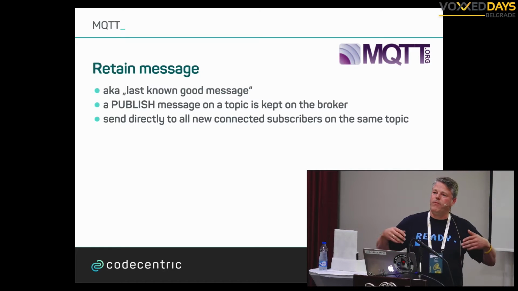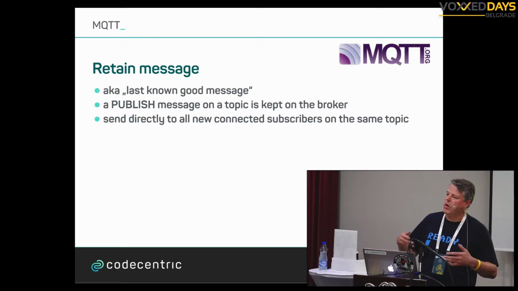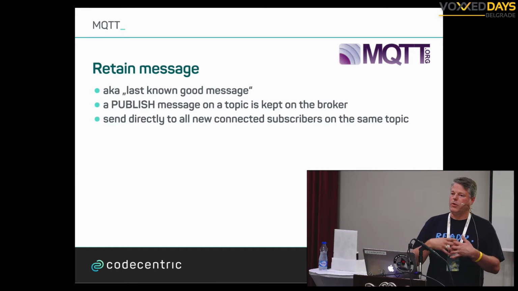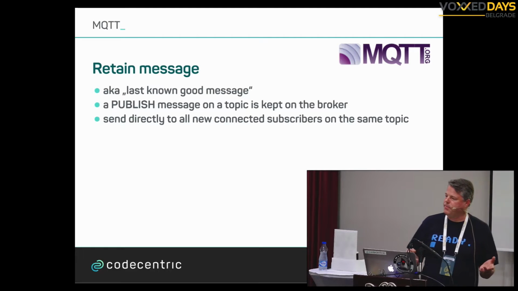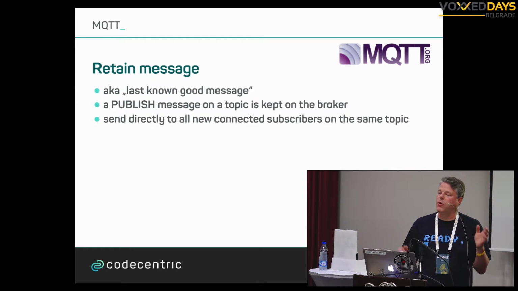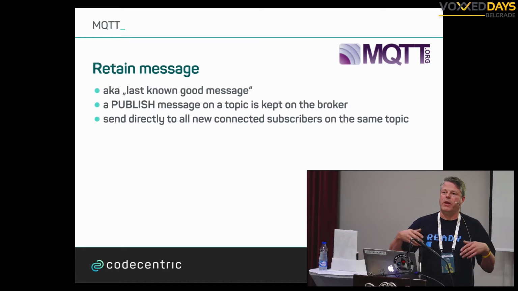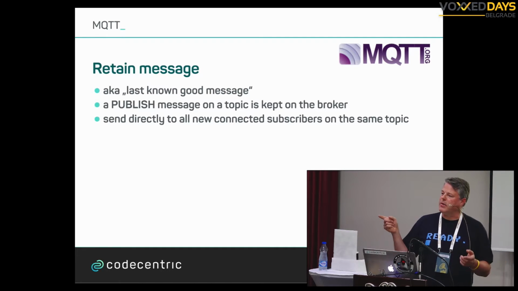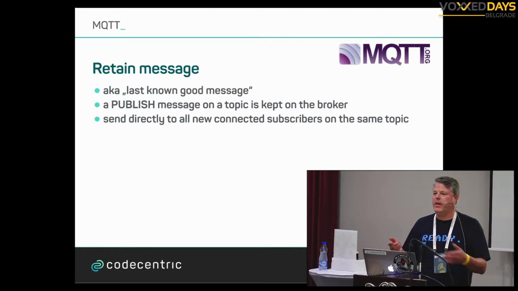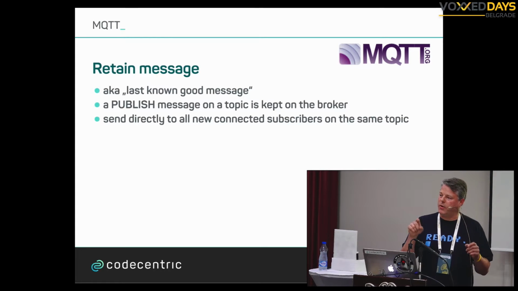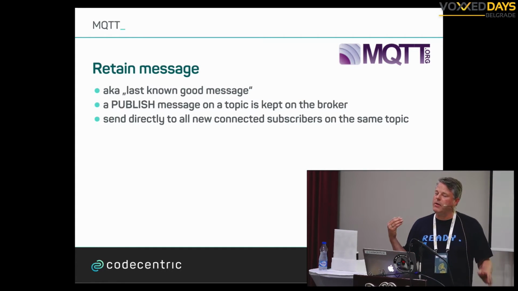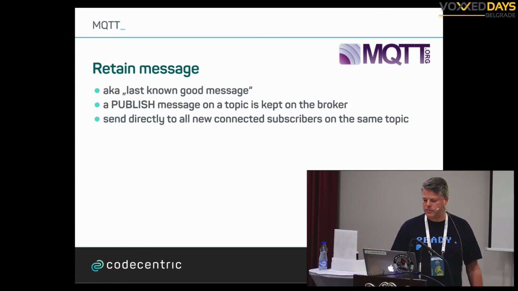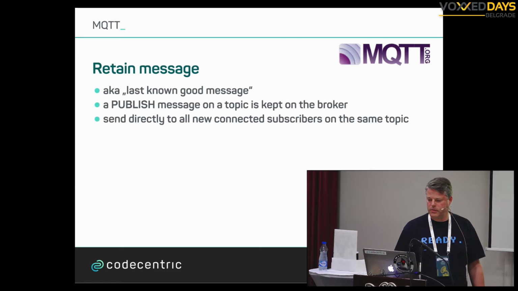So if you have sensors around your house or your location, and you're sending messages in an interval of 15 minutes, and a client is connecting, maybe he has to wait for 15 minutes to receive the next message. But if the messages are marked retained, the client which is connecting will immediately receive the last message which was sent to that topic. Okay, understand? Okay.